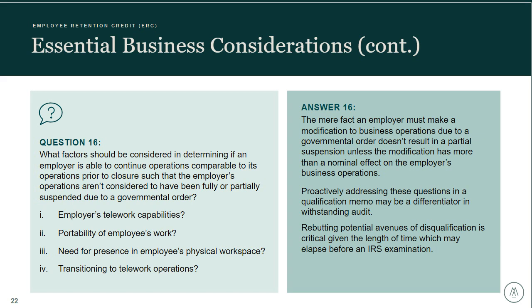Yeah, and this one is sort of related to the comparable operations. So question 16 says, what factors should be considered in determining if an employer is able to continue operations comparable to its operations prior to closure, such that the employer's operations aren't considered to have been fully or partially suspended due to a government order? And then the IRS lists a few of these factors to look at.